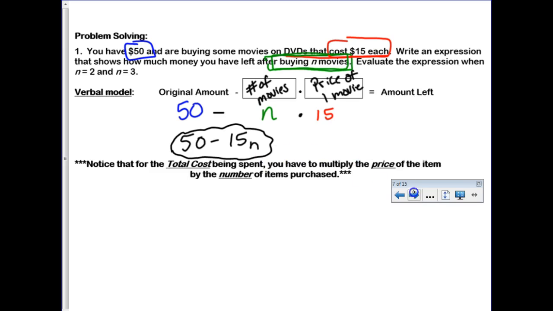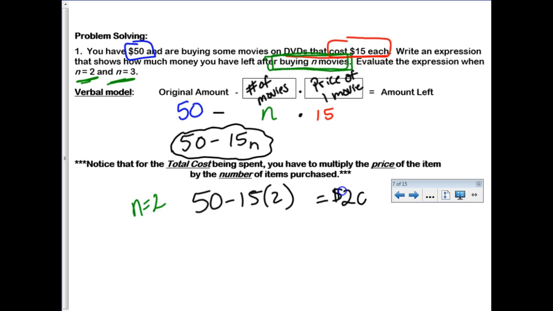So here, I don't think they gave us any more information. Oh, nope, there's a little bit at the end here. It says, now, evaluate your expression when you buy 2 movies and when you buy 3 movies. So for 2 movies, we're going to go to our expression and plug in 2. So 50 minus 15 times 2 would be 50 minus 30, so $20. So the customer would get $20 back. And then when the customer buys 3 movies, that would be 50 minus 15 times 3.